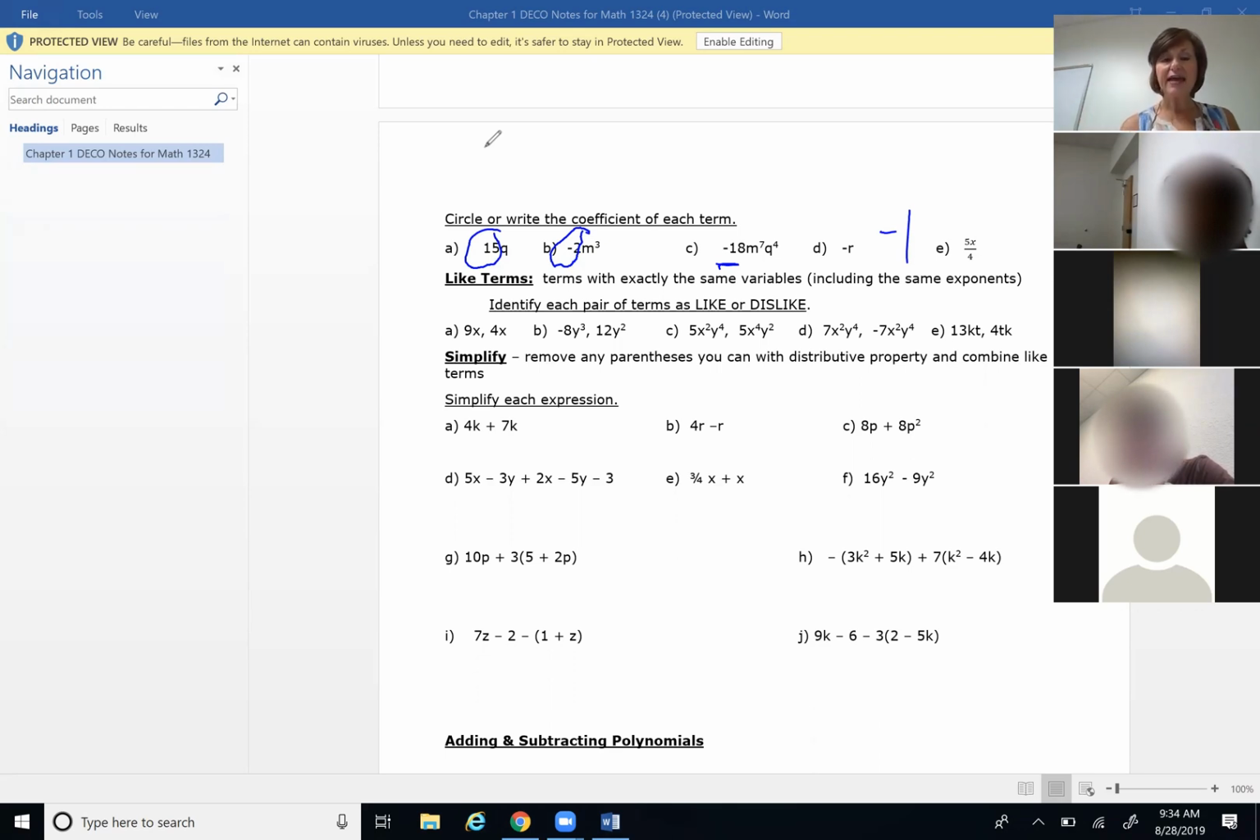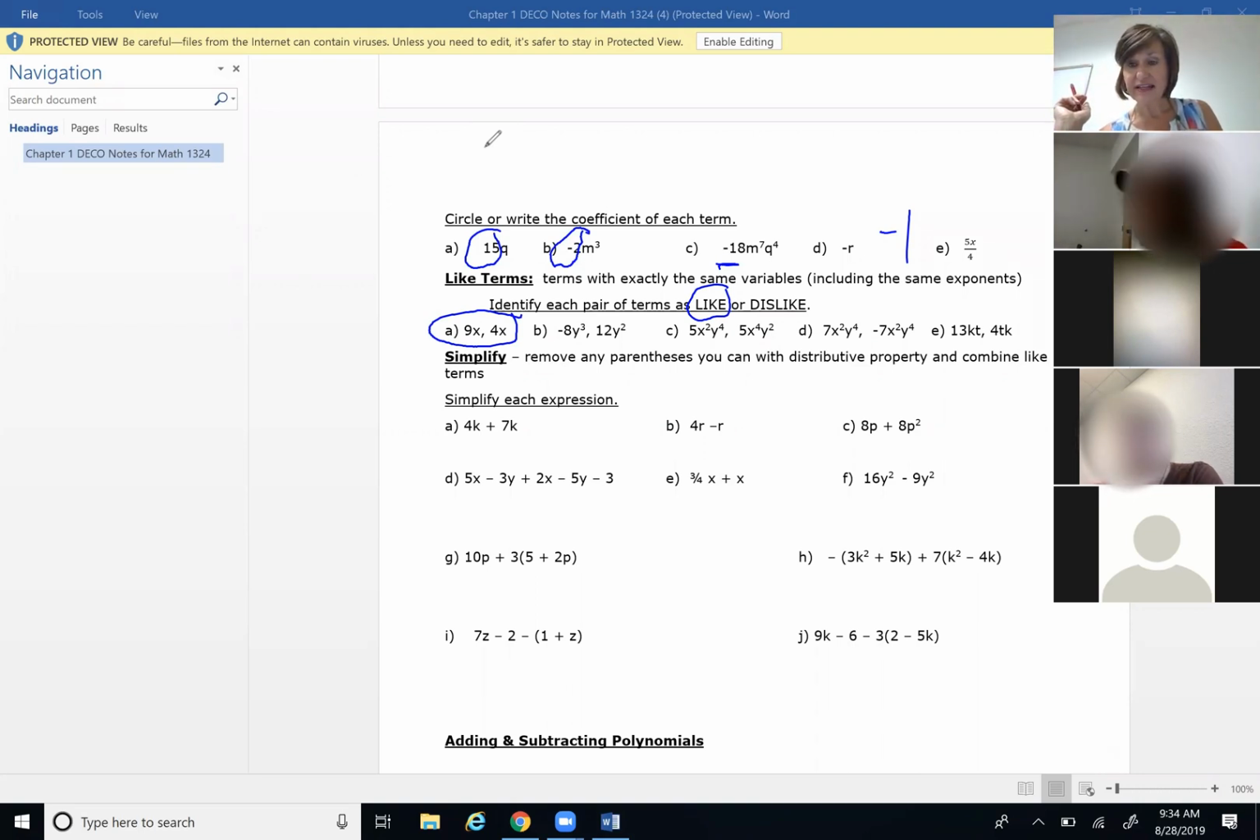Now, if I were to ask you about like terms, can you tell me, on A, are these like terms or not? Yes, they are. So I'm going to circle it because they're like terms. What about on B? Are those like terms? No. So if I don't circle it, it means that they're unlike. What about on C? Are those like terms? We got one yes and one no here in Athens. What do you guys say in Terrell? C, are those like terms or not? No. And the reason is why?